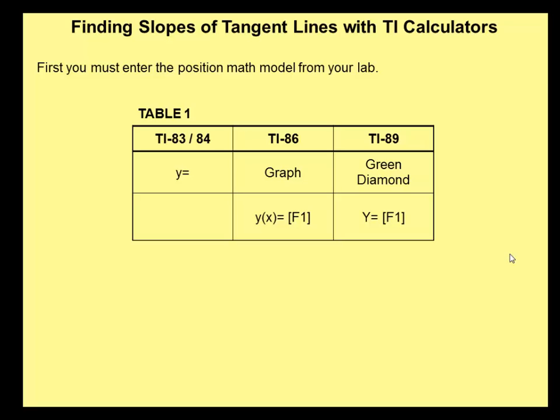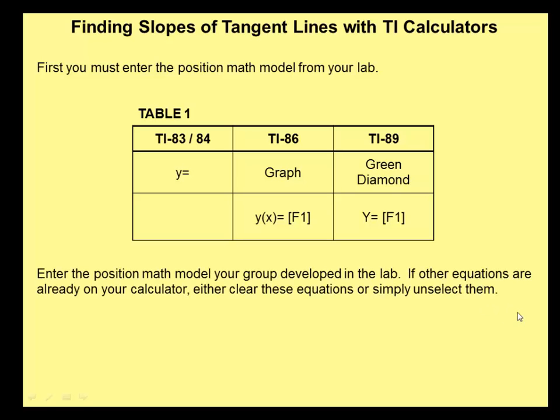Now, find your calculator that's on here, whether it's an 83, 84, an 86, or an 89. Probably most of you are in this first column here to the left. And all you have to do is hit one button, or maybe two. You should pop up a little screen that says y equals, and a place where you can type in an equation. So let's enter in that position math model we got out of the lab. If you have any other equations that are there, delete them, because otherwise they might get in the way. So we just want the one equation here to graph.